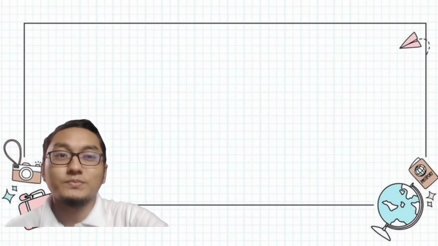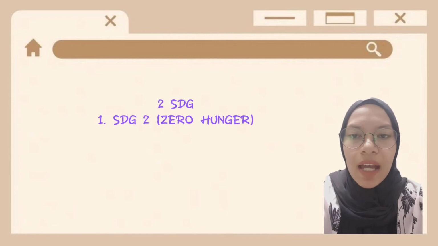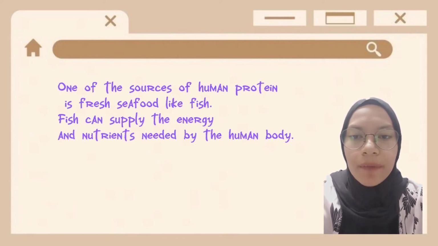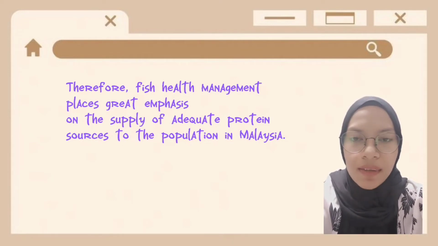Thank you. Fish health management in achieving the SDGs. There are two SDGs. First, SDG 2, Zero Hunger. One of the sources of human protein is seafood like fish. Consuming fish can supply energy and nutrients needed by the human body. Therefore, fish health management places greater emphasis on the supply of adequate protein sources to the population in Malaysia.